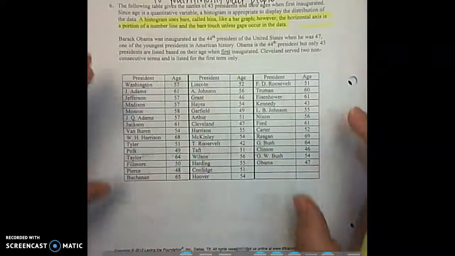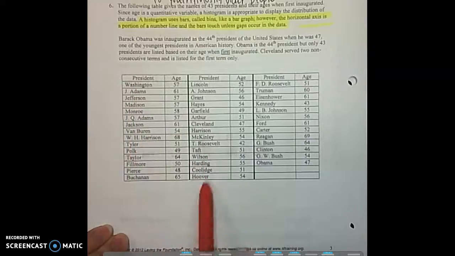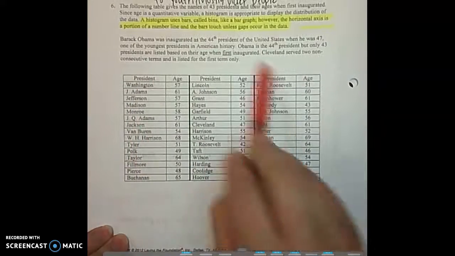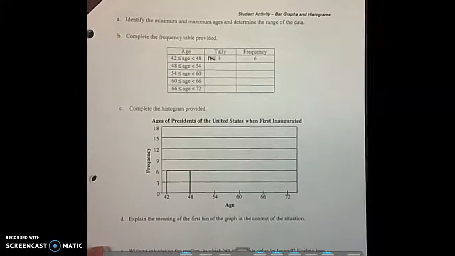So looking at this down here, it says Barack Obama was inaugurated as the 44th president of the United States when he was 47, one of the youngest presidents in American history. Obama is the 44th president, but only 43 presidents are listed based on their age when first inaugurated. Cleveland served 2 non-consecutive terms and is listed for only the first term. All right, so we have all of our presidents and their age listed on this data table. So let's flip this over and identify what A is.